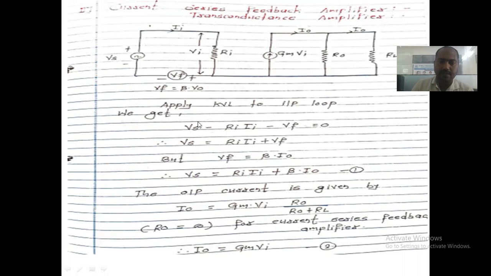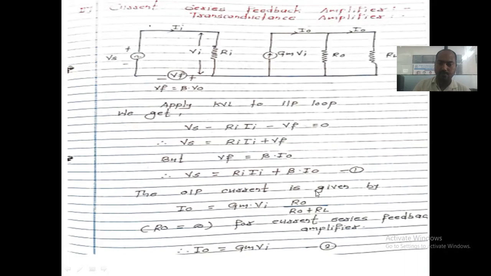So we have taken it with respect to Vs. In that case, the negative point going to the other side becomes a plus. So Vs equal to Ri Ii plus Vf. Okay, but we know that Vf equal to beta into I0, right? So wherever the term Vf comes, we have to write it as beta into I0. So Vs equal to Ri into Ii plus beta into I0, which is equation number 1.